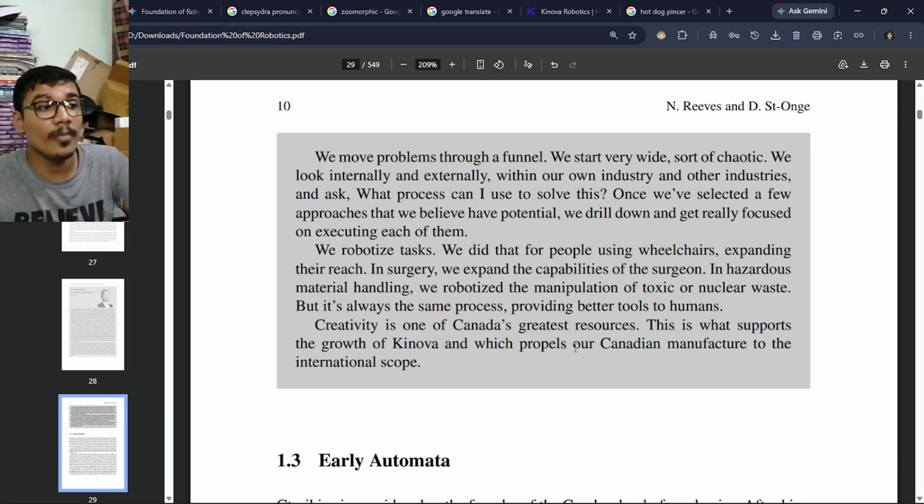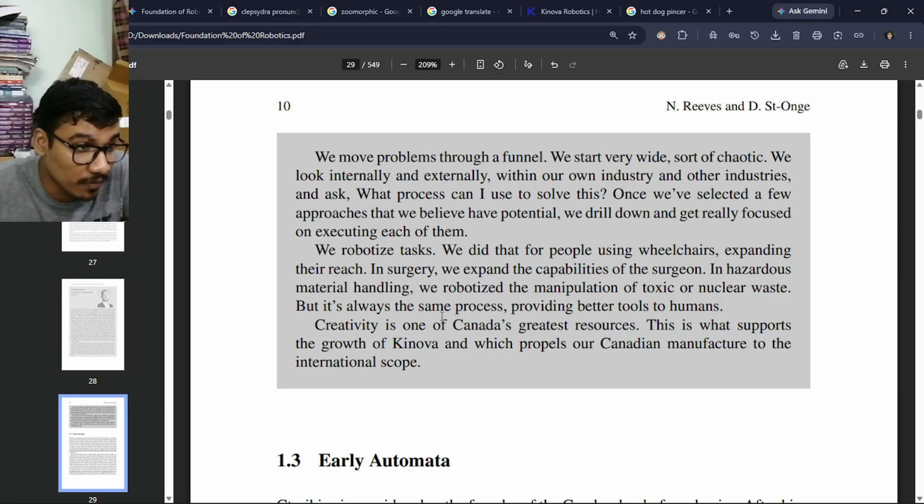Creativity is one of Canada's great resources. This supports the growth of Kinova and which propels our Canadian manufacturing to international scale.